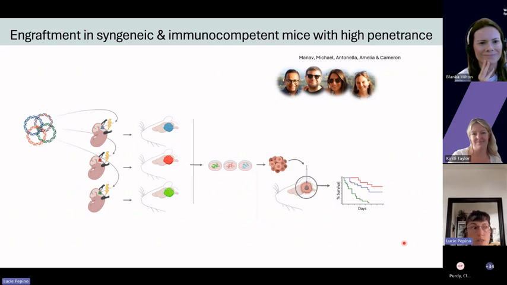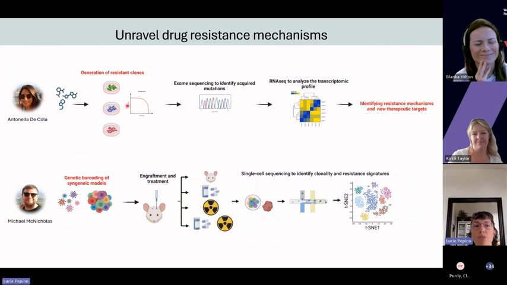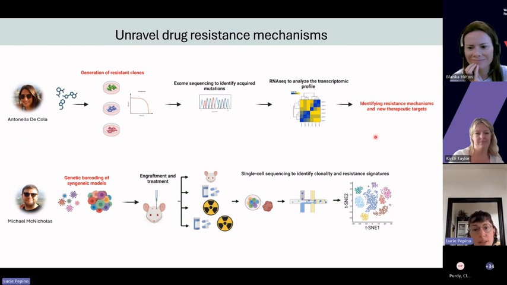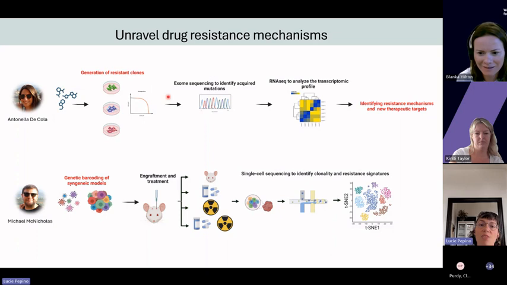He started his PhD more than a year ago now. Both of the projects are focusing on unraveling drug-resistance mechanisms. For Antonella's project, she wants to identify resistance mechanisms to new therapeutic targets. For that, she managed to generate resistant clones, which are currently undergoing analysis. She did exome sequencing to identify acquired mutations, and she also wants to perform RNA sequencing to analyze the transcription profile of these resistant clones.